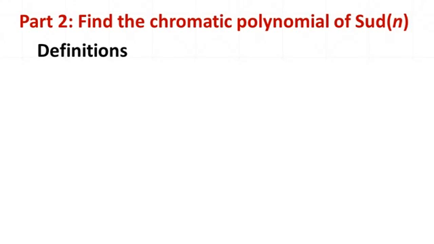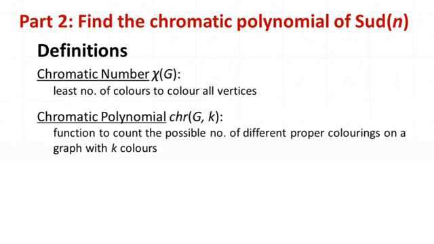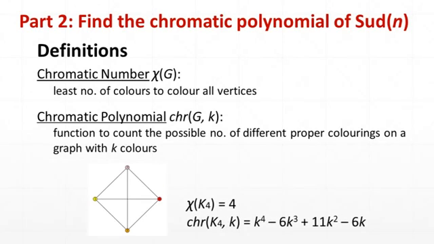Here are some definitions. Chromatic number is the least number of colors to color all vertices of a graph, such that no adjacent vertices have the same color. Chromatic polynomial is a function to count the number of different proper colorings on a graph with k colors. For complete K4, the chromatic number is 4, and the chromatic polynomial is found to be this.